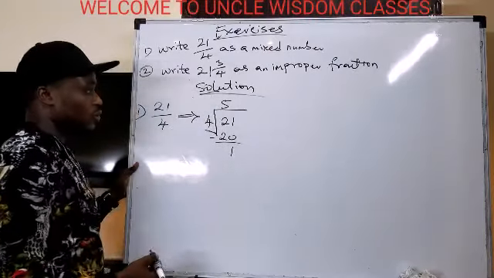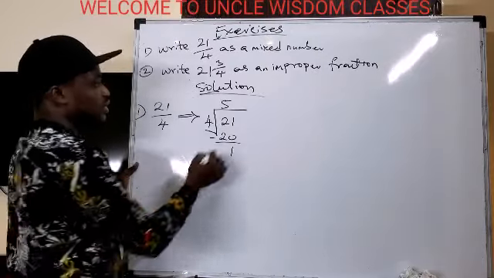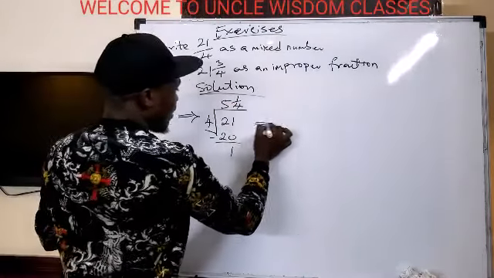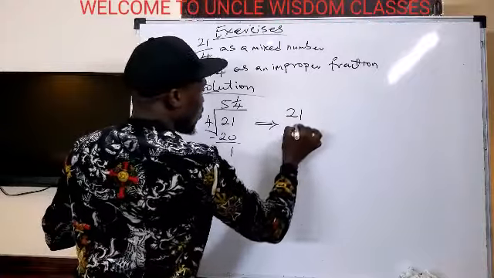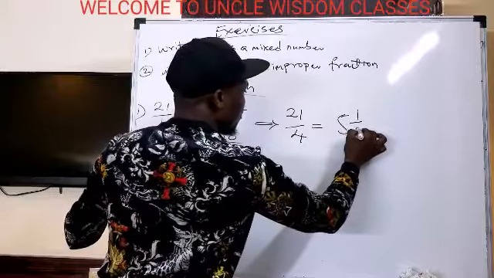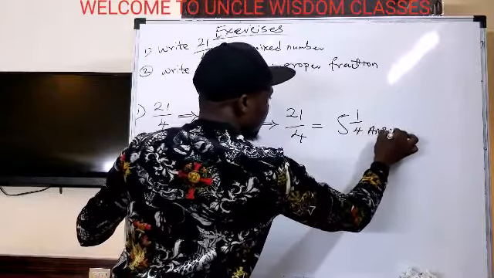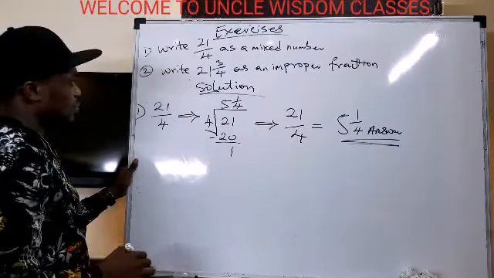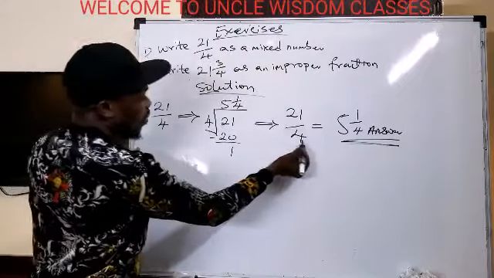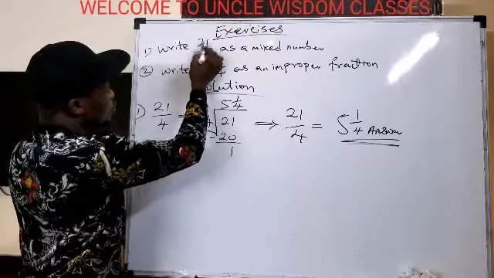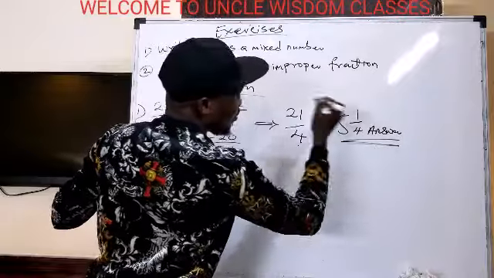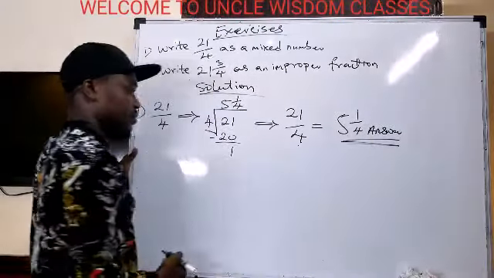1 divided by 4 cannot go. Therefore, 1 is the remainder. Then we now put it over 4, 1/4. This now implies that 21/4 is equal to 5 whole number 1/4. This is our answer. Here now, we've achieved writing this 21/4, which is an improper fraction, as a mixed number, which is 5 whole number 1/4.